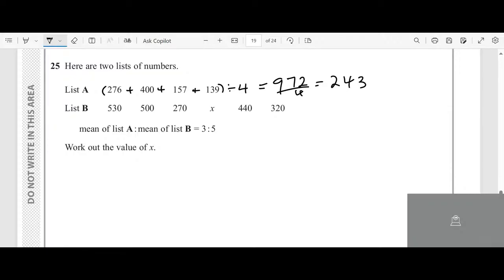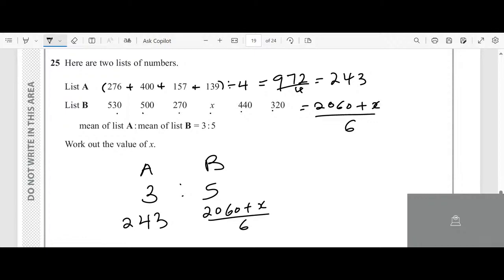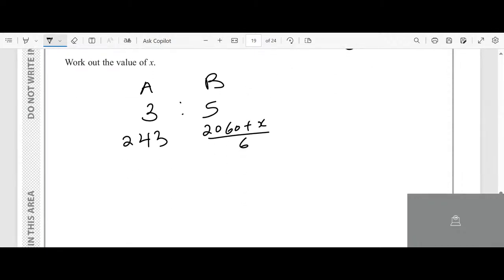What about the one at the bottom? We have 530 plus 500 plus 270 plus 440 plus 320. This one gives me 2060 plus x. We're supposed to be dividing by 1, 2, 3, 4, 5, 6. So the ratio A is to B is 3 is to 5. So 243 is that. A small application of statistics combined with some handling data combined with algebra.